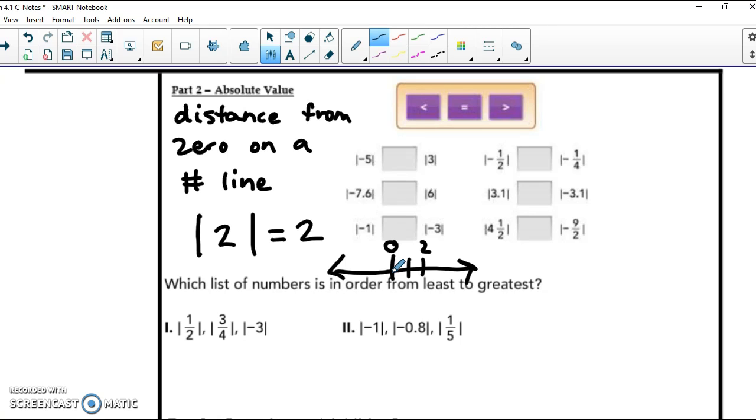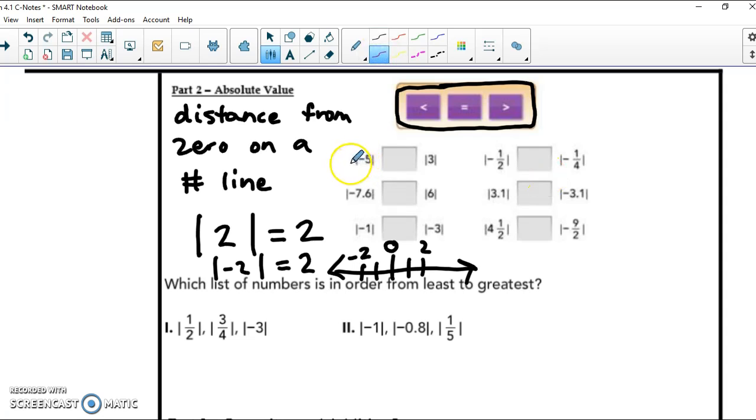However, sometimes we're looking at negative numbers. So if I'm looking at the absolute value of -2, I still want to know what is the distance from 0 on a number line. And a distance is always a positive value. So the absolute value of -2 is +2 because I'm measuring a distance, and this is a distance of 2 units. So let's look at a couple examples. We're going to try to compare, meaning we're going to use less than, equal to, or greater than symbols to complete each of these statements.